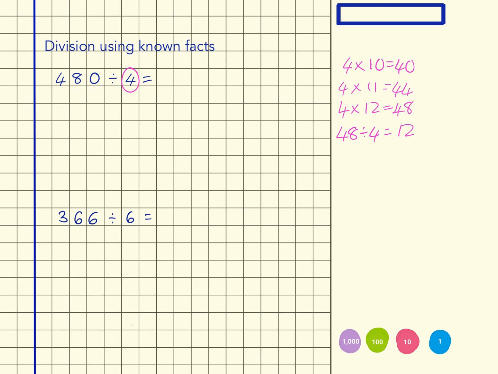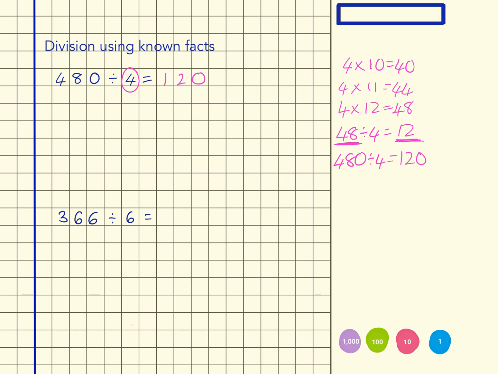So then I can also work out from that information that if I have 480 and I divide that by 4, because this number here is 10 times bigger, the number at the end is going to be 10 times bigger as well, which means it's going to be 120. So just using the number knowledge I have of times tables, I know that 480 divided by 4 is 120.